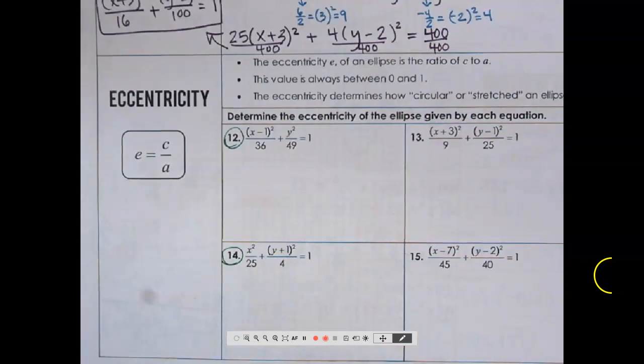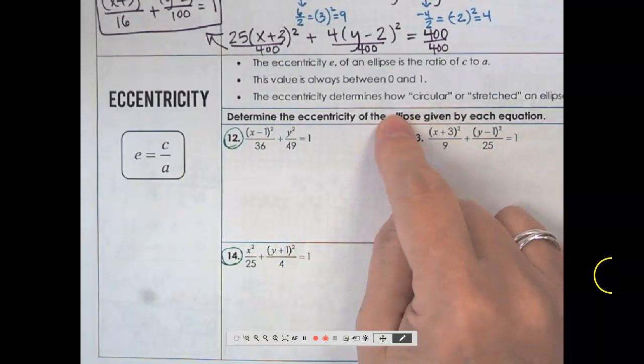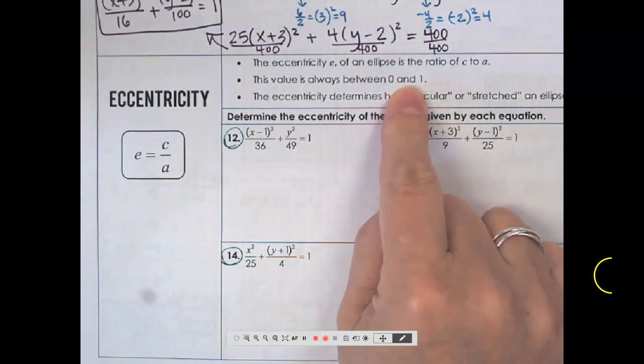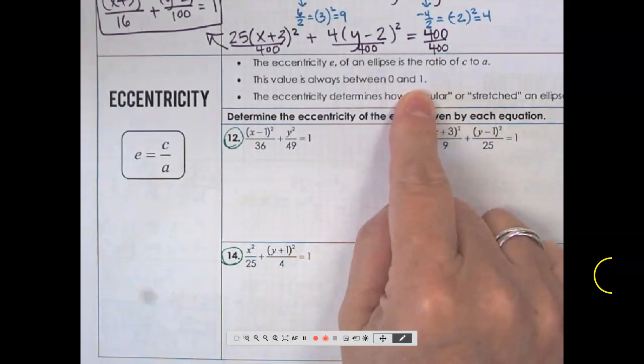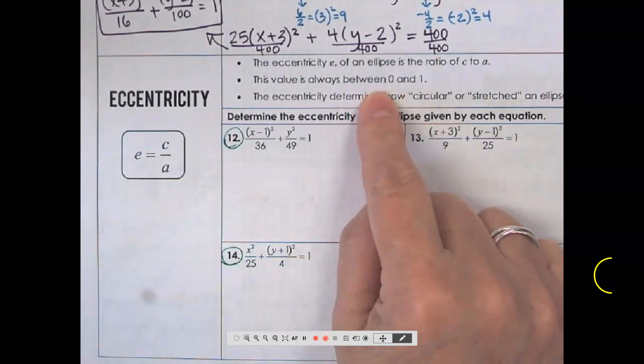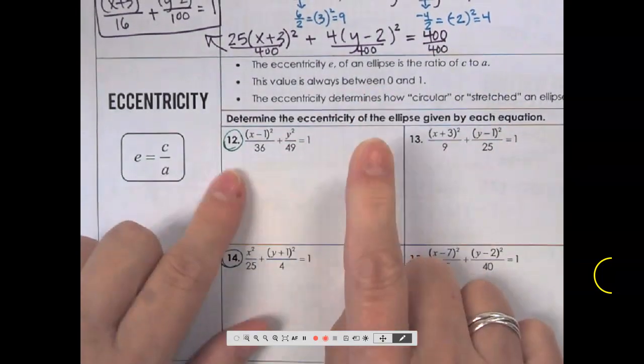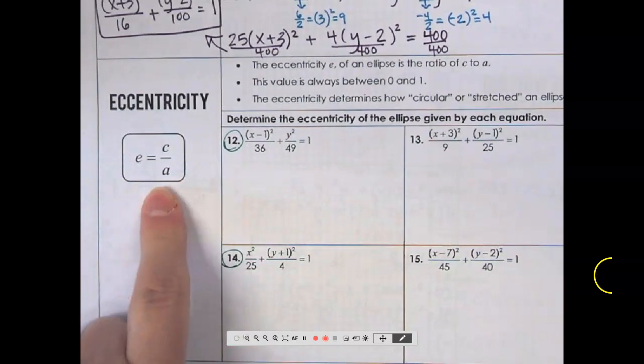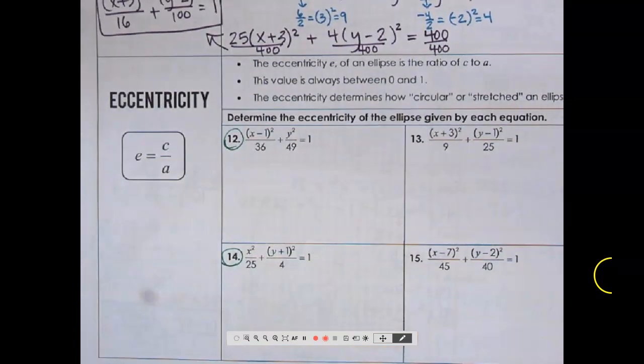So remember how we watched the video, and if the foci get really close together, then the ellipse is really circular. But if the foci are really stretched out from each other, then it's a really flat, narrow ellipse. So that eccentricity describes that. The closer the eccentricity is to 1, the more circular it is. And the closer it is to 0, the flatter or more squished the ellipse is. Okay? All right, so all we need to know is what is C and what is A to figure out the eccentricity. Looking at number 12, what is A squared in this equation?